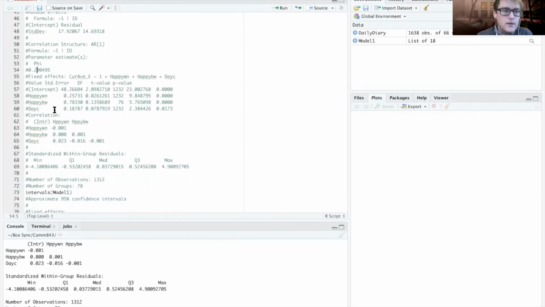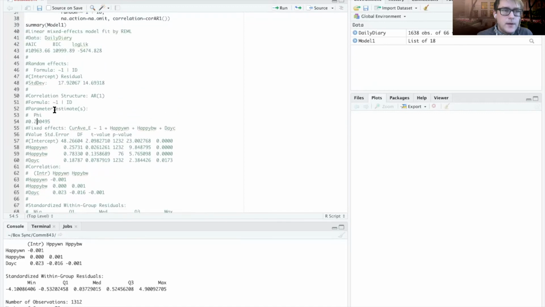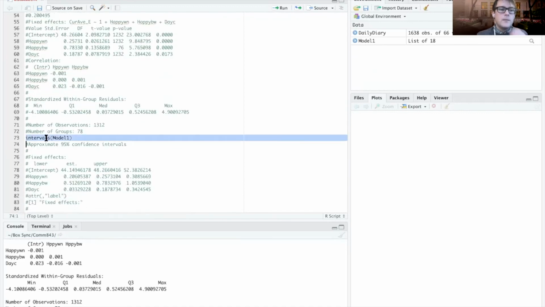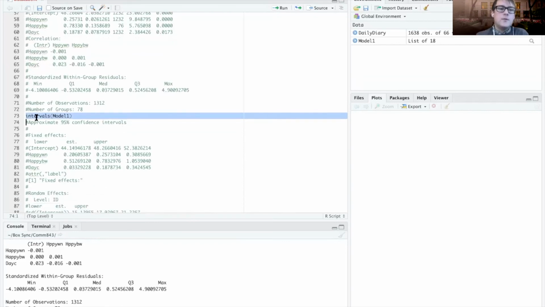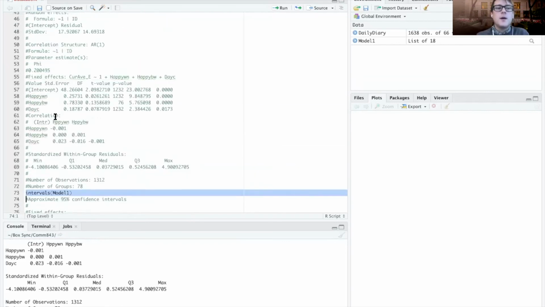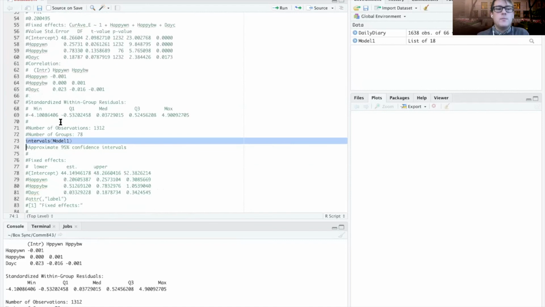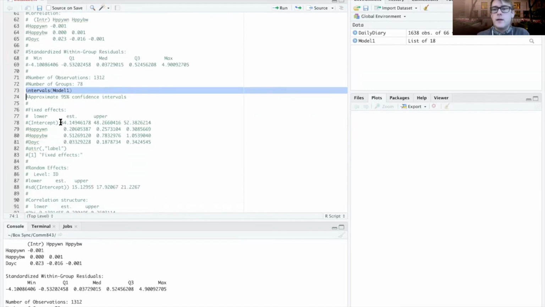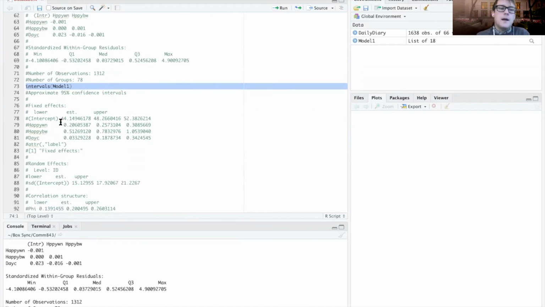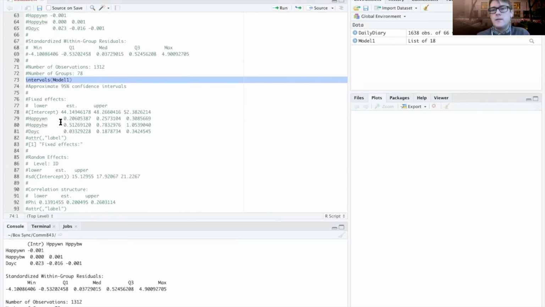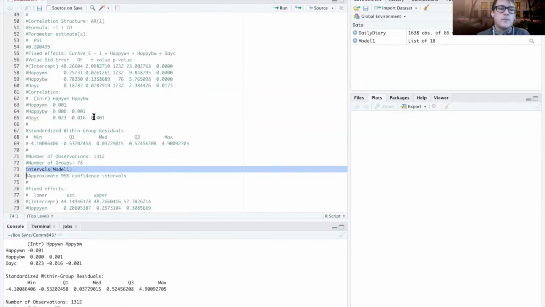Let me see if there's anything else I really want to talk about. Okay, the other thing I like is using this intervals function. Sometimes your model will run and it will even give you a summary, but when you run intervals, you'll get an error message. And so I like to do it just as a check that my model is appropriate for my data and that there aren't any hidden errors out there that I don't know about if I don't run the intervals.